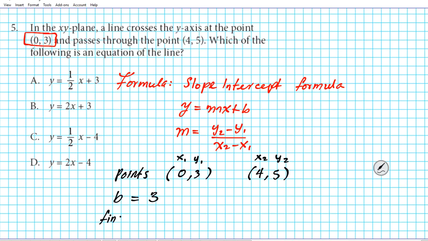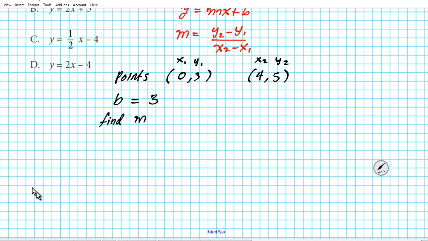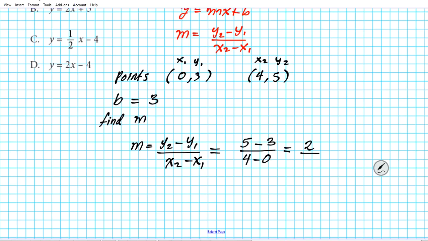Now we need to find m. How do we find m? We're going to use the formula that we wrote here for the slope. So the formula for m is y2 minus y1 divided by x2 minus x1. Okay, so we have y2, 5, minus y1, which is 3, divided by x2, 4, minus x1, which is 0. 5 minus 3 is 2. 2 divided by 4 minus 0 is 4.